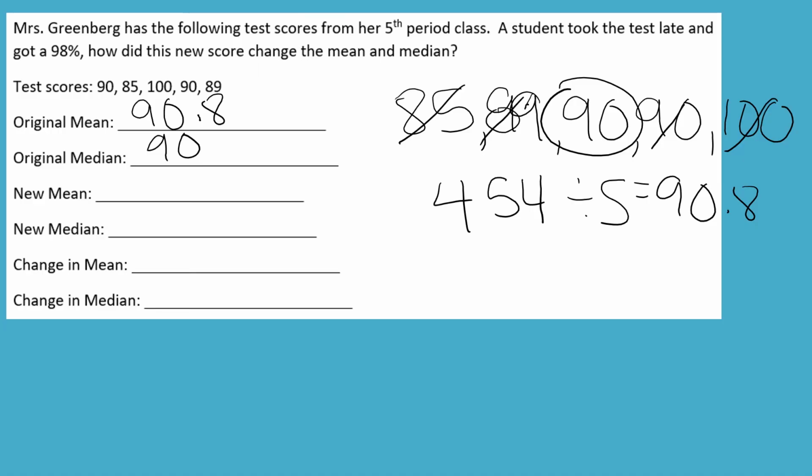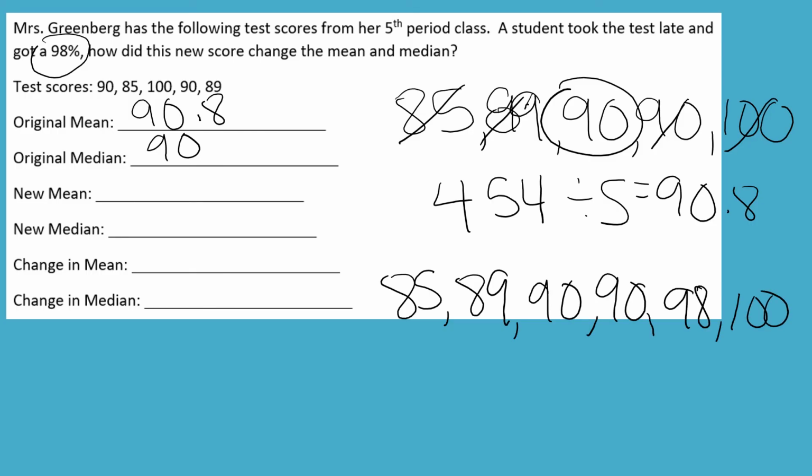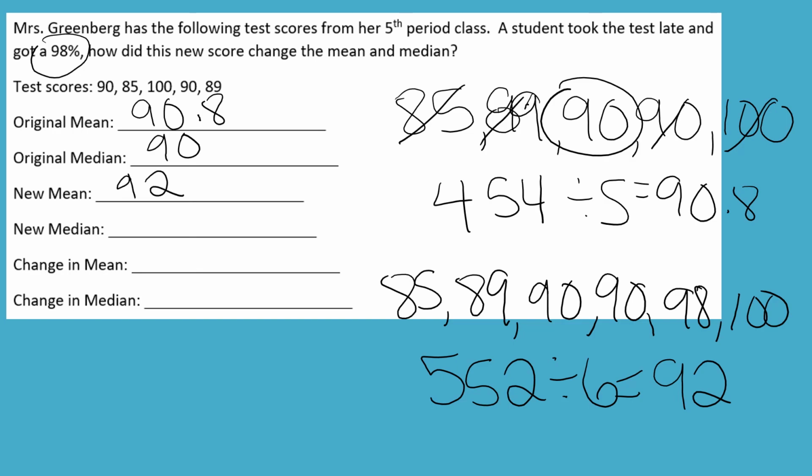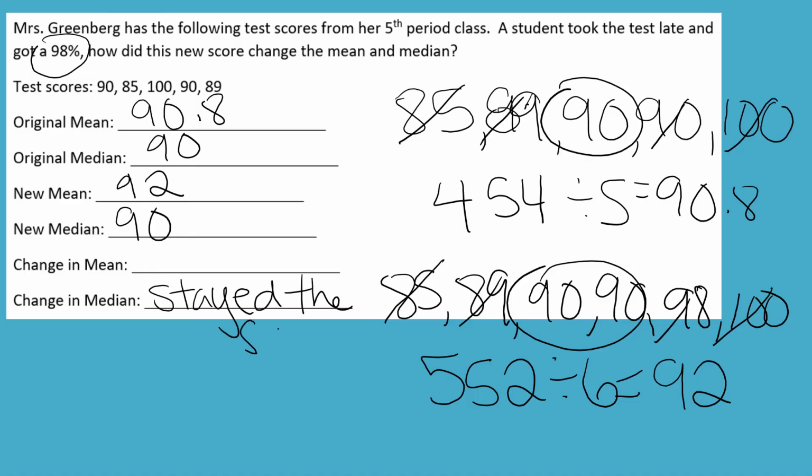Okay, so now we're also adding in another 98. So we're going to rewrite our numbers: 98 and 100. So I'm going to take my previous answer, 454, and I'm going to add 98 because I already did that math. So it's 552 divided by 6 numbers now, and we get 92 for our new mean. Now we're going to cross them off to get the new median, which is also 90, because there were 2 numbers in the middle. So what changed in the median? Nothing. It stayed the same.